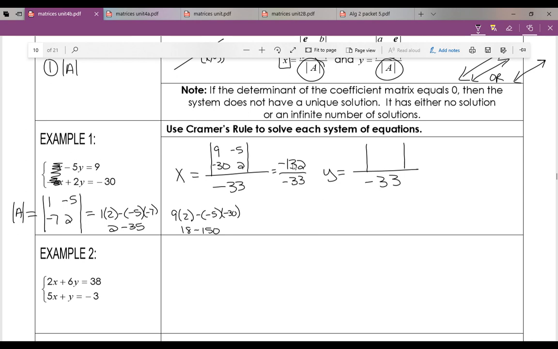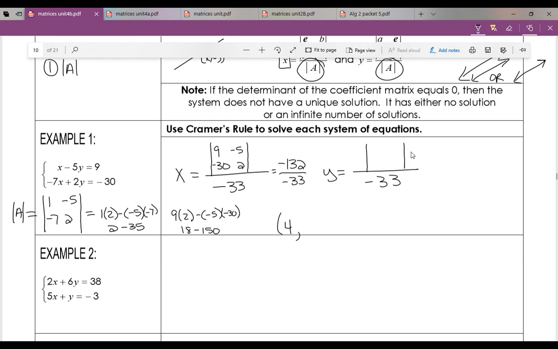Now, that divides flat out to 4. -132 divided by -33 is 4. All right, so my X value is done.